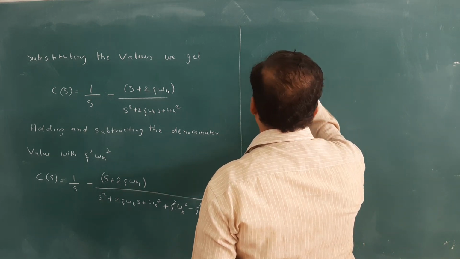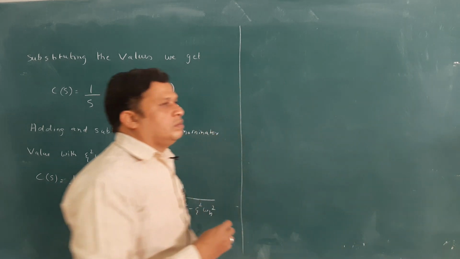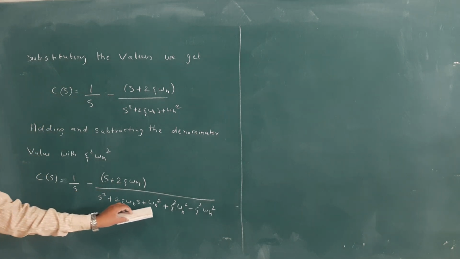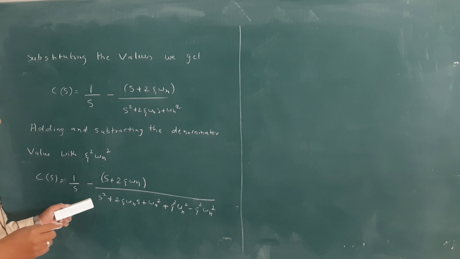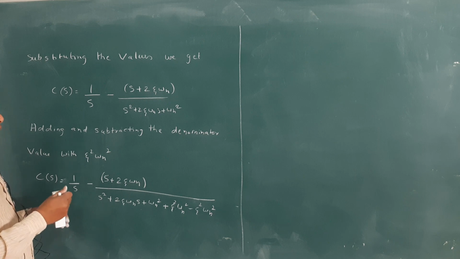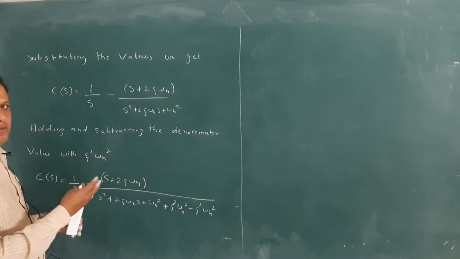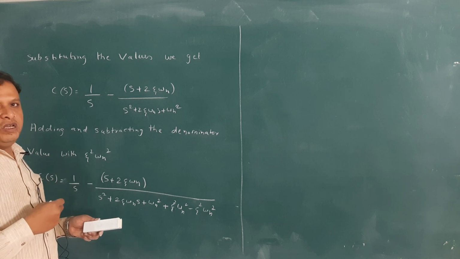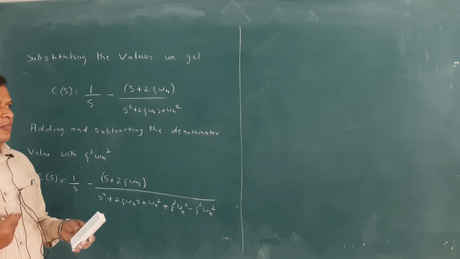C of s is equal to 1 by s minus (s plus 2 zeta omega n) divided by (s square plus 2 zeta omega n s plus omega n square plus zeta square omega n square minus zeta square omega n square), which can be made into a simple value, so that we will have this value in a function, like we have dealt with in the Laplace transform. In that form we have to get that equation. So we are writing in that form to get the Laplace transform equation and an easy value, so that we will see how the response is calculated.